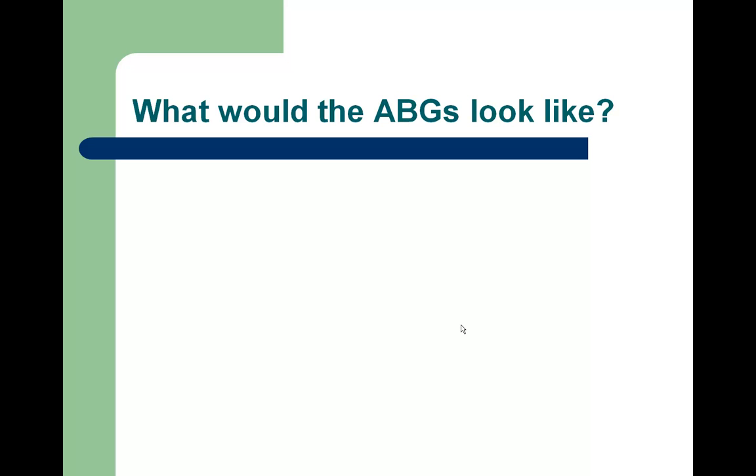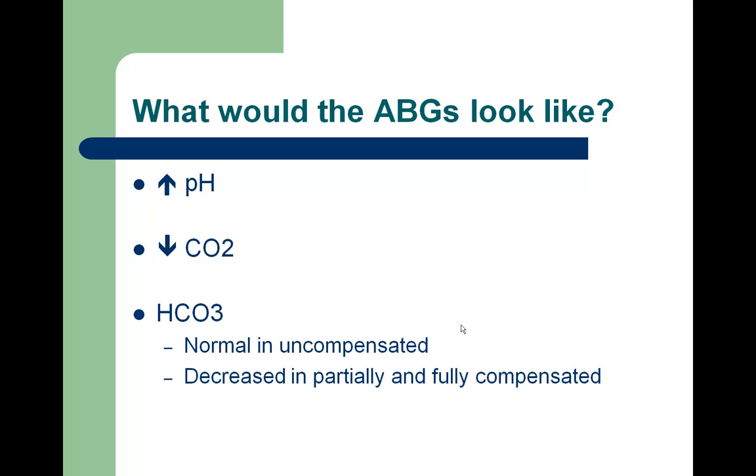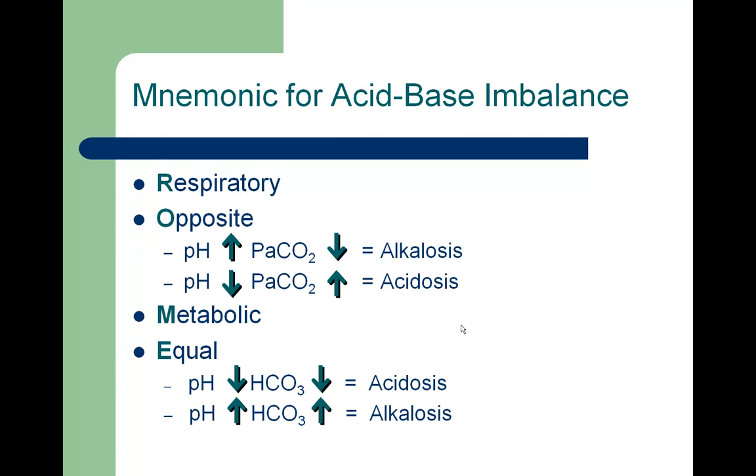What would the ABGs look like? Increased pH, decreased CO2, and a bicarb that's normal in uncompensated, or decreased in partially and fully compensated. A mnemonic for acid-base imbalances is ROME. In respiratory, you're looking at the pH being elevated where the CO2 is decreased in the alkalosis versus the acidotic state. And in metabolic, it's equal: the bicarb and the acidosis, and the bicarb and the alkalosis match.